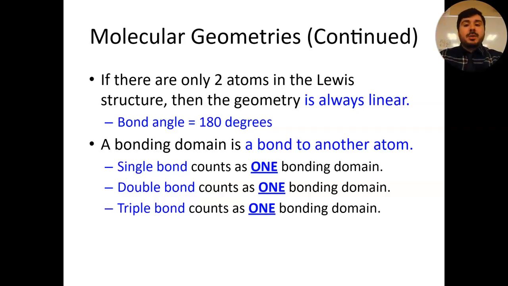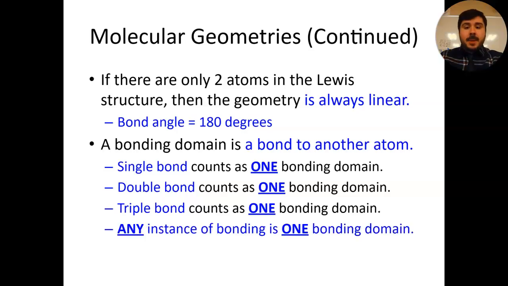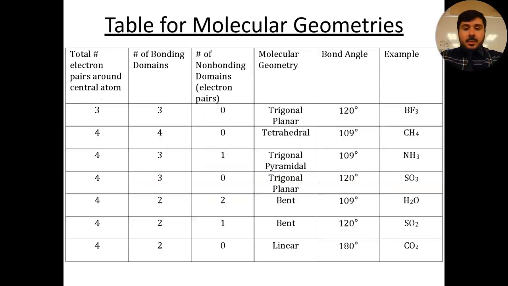Okay, so a bonding domain is any bond at all, single, double, or triple bond. Right, so don't double up or triple up on the bonding domains if it's a double or triple bond. If you see any kind of bond, whether it's a single, double, or triple bond, they're only ever going to be one bonding domain each, ever. Okay, again, any instance of bonding is one bonding domain. Don't overthink this.